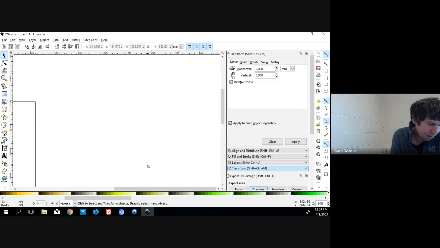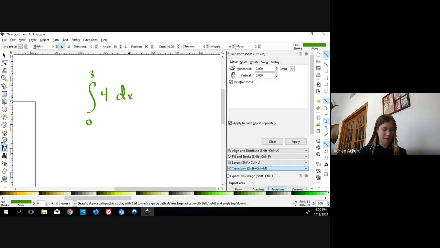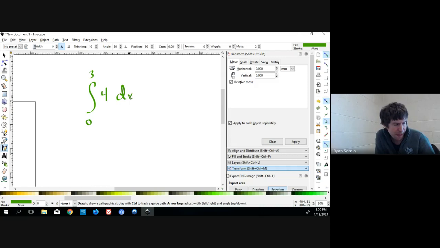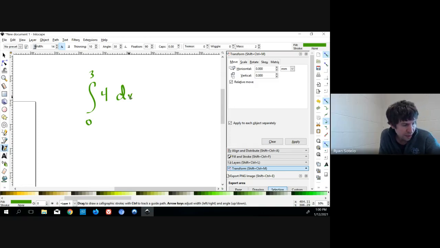Okay, I'm going to pick green, and I'll do an integral from 0 to 3 of the function 4, and then we have this little dx. We're redoing them? Yeah. All right, so now we're going to think about it in the other interpretation. These are the opposite of derivatives. So what do I take the derivative of?